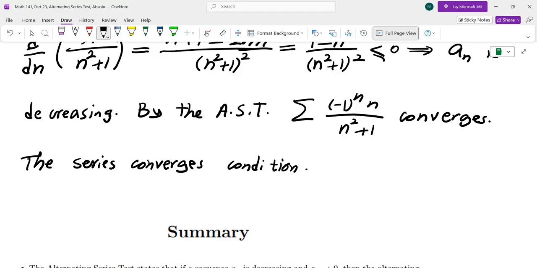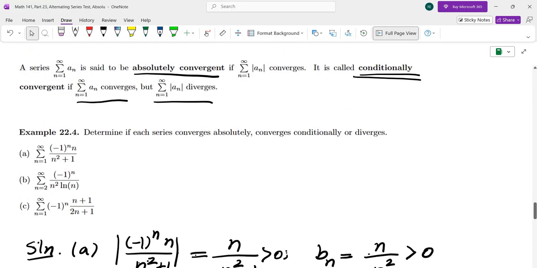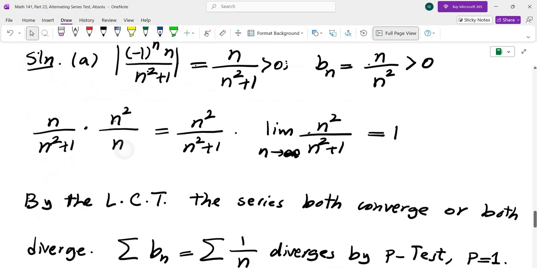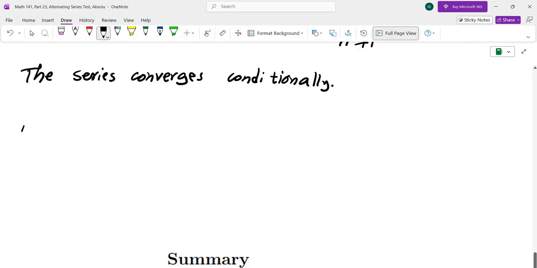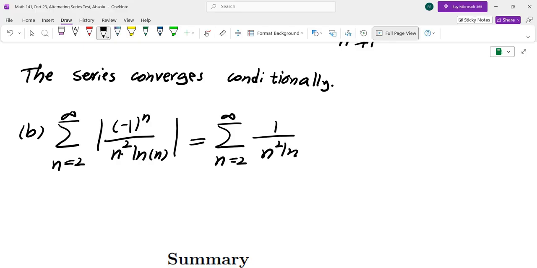Okay, so let's look at the next part of this problem. The next part, we're going to have to do something similar. We take the absolute values and see what happens. So if we look at absolute values of negative 1 to the power of n over n squared natural log of n, that would give us the sum of 1 over n squared natural log of n.